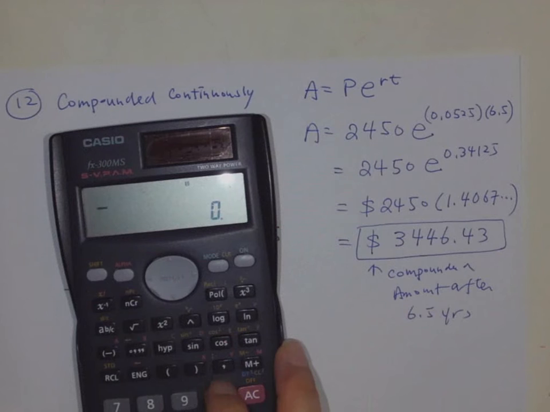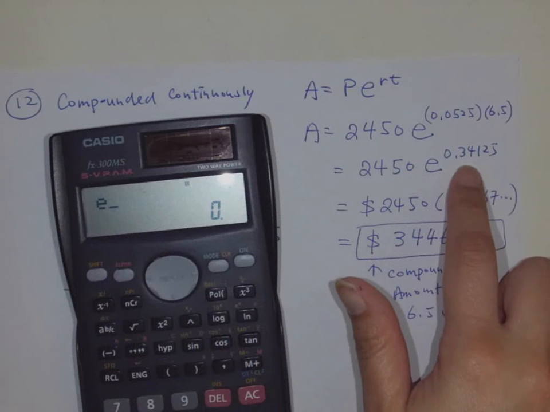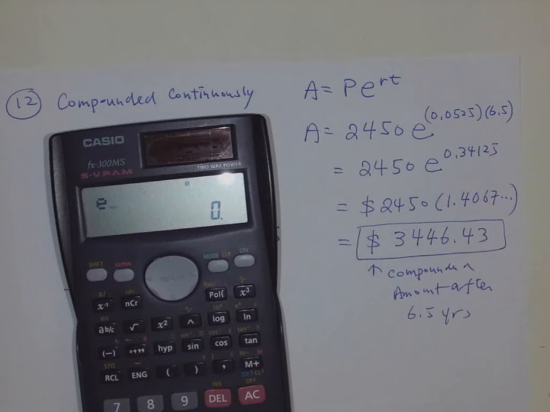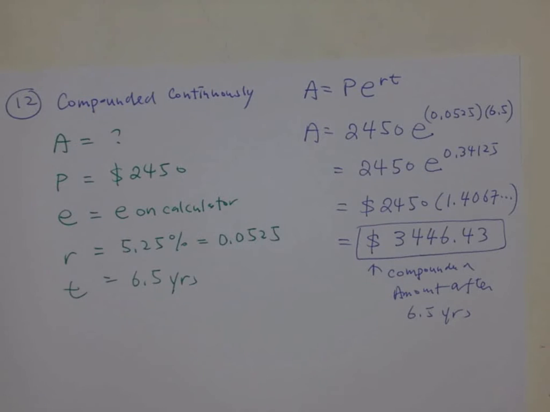Just one note, if you have a scientific calculator, when you use E, it's a little bit different. For my scientific calculator, E is again on top of ln. Instead of putting it as an exponent like that, most scientific calculators just put that exponent next to the E. I don't know why, but it works like that. Times 2450, so you get the same answer. But whatever calculator you use, make sure you practice it before the exam, so you will know how to use it.